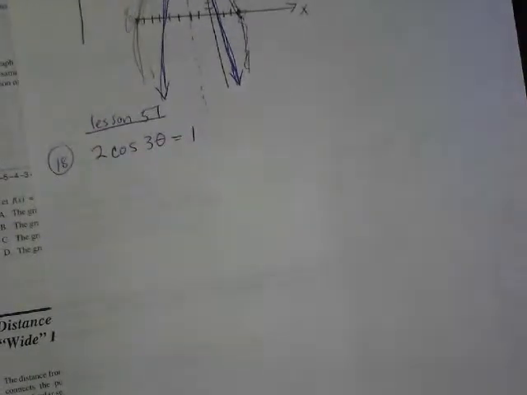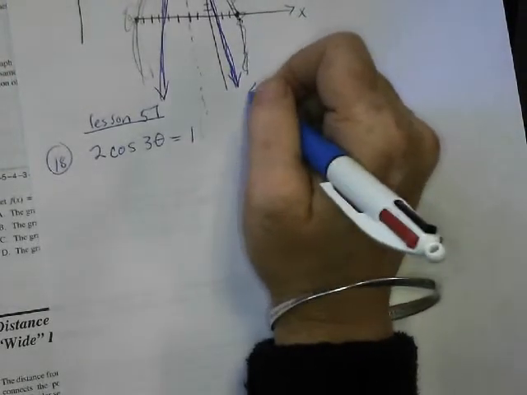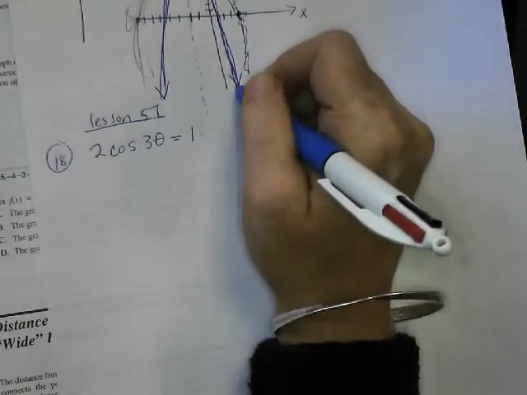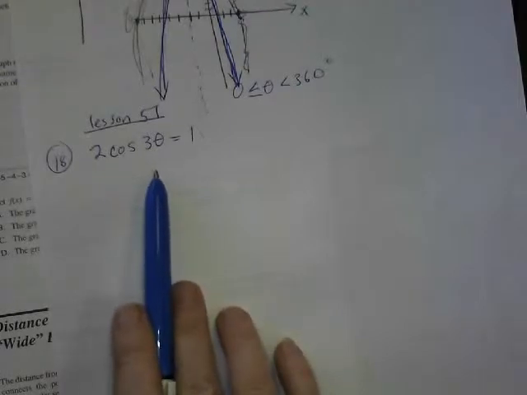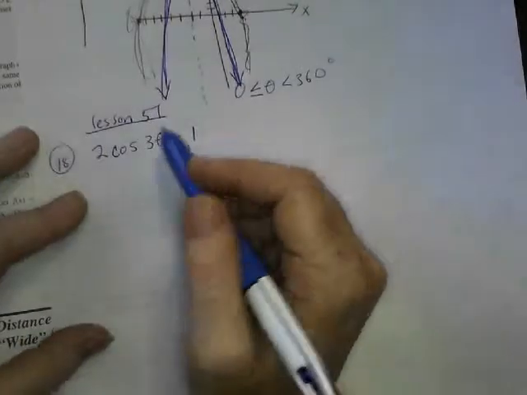Okay, so this is lesson 57, number 18. This is one of those ones where it says solve given that theta is in between 0 and 360 degrees. I see that there's a 3 in my argument, so it's going to be one of those ones where we're going around the unit circle and getting probably several answers for this.